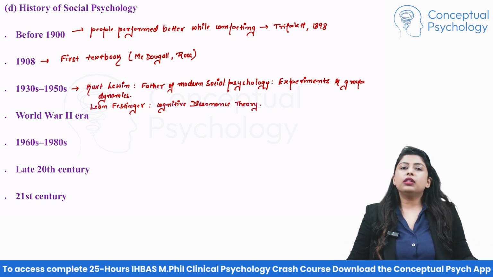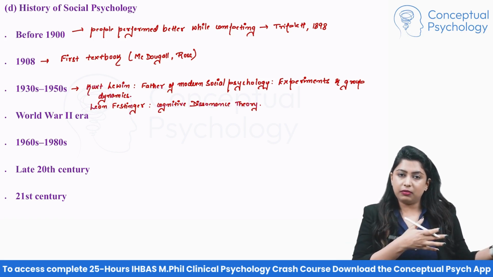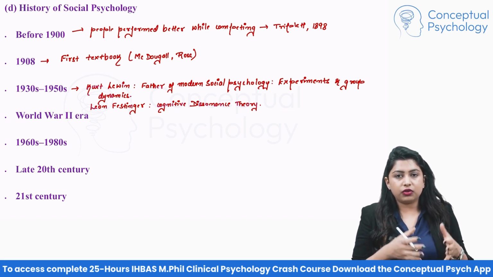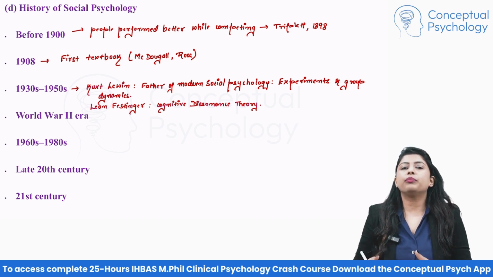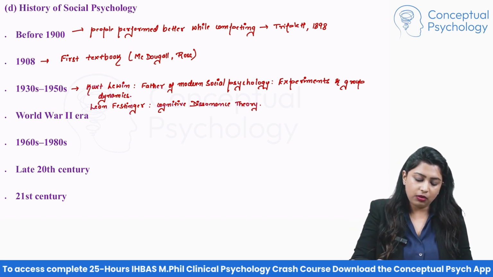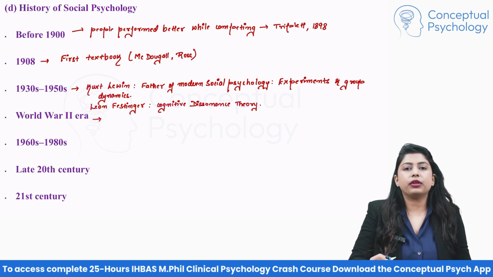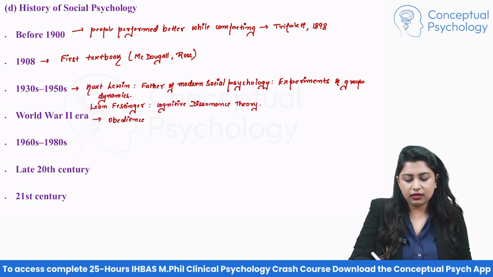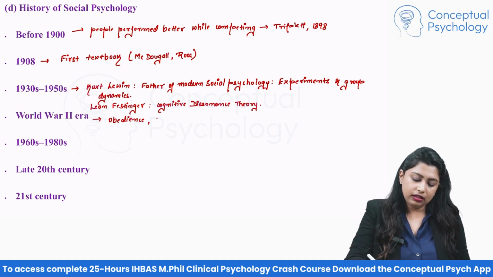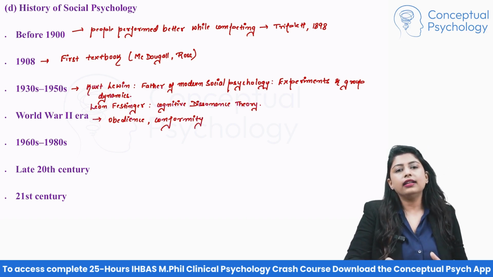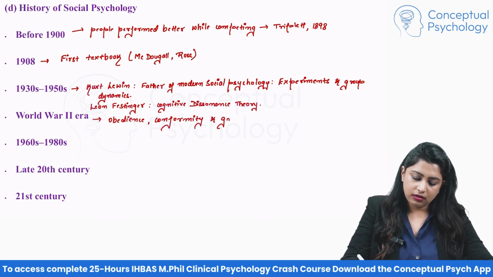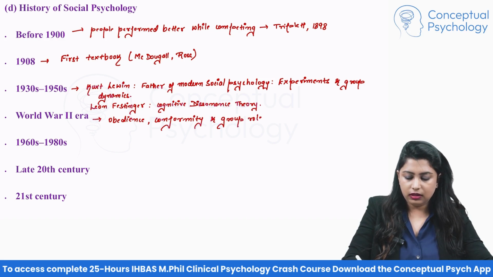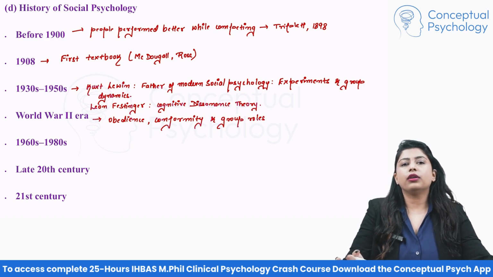Okay, coming to the World War II era. Here the research on obedience, the experiment by Milgram, conformity, which was Asch and Sherif, and group roles, Zimbardo's prison experiment, also came into the picture, right? So as of now, keep in mind that it was on obedience, conformity, and group roles. These were also studied in the World War II era.